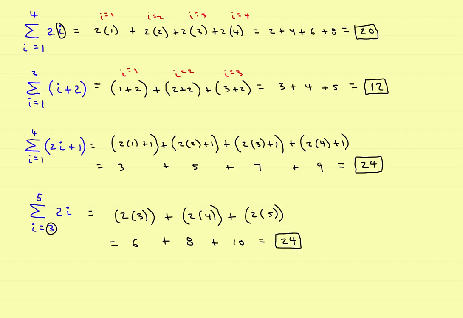So again, just remember, this is where I is equal to 3, I is equal to 4, and I is equal to 5. All right. Now for the next example, they can be a little bit more complicated. The I could show up more than once. Let's go ahead and try this one.